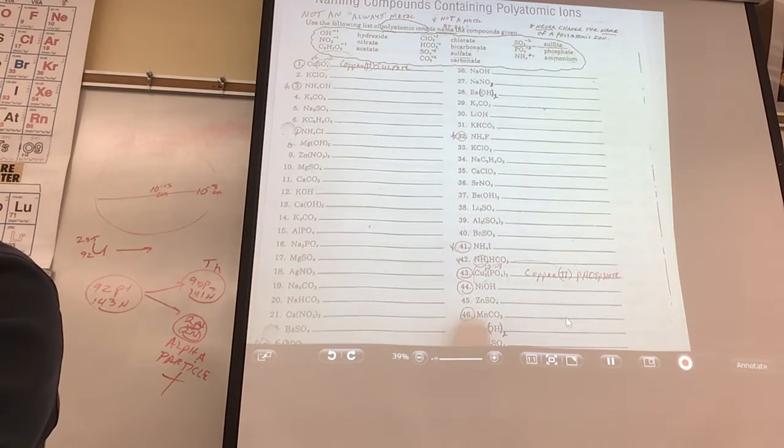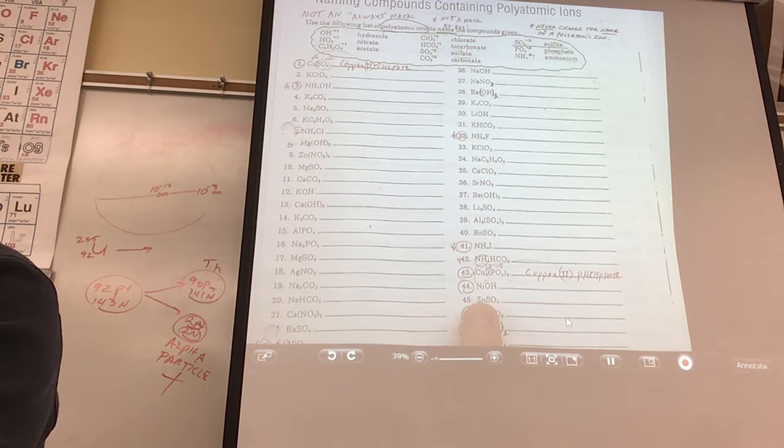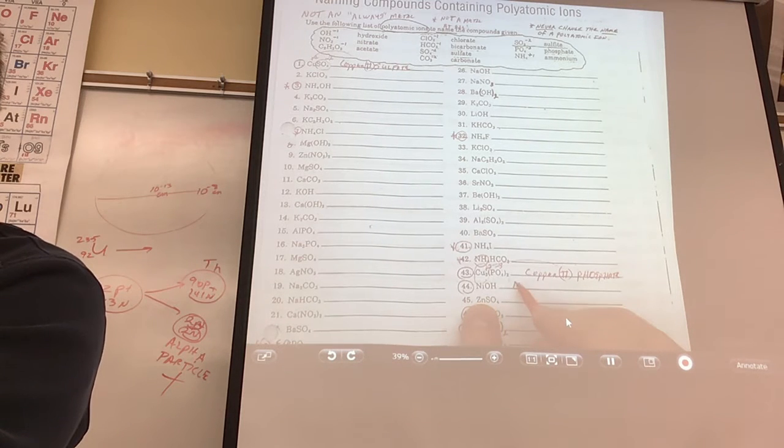Does this thing have more than 2 elements in it? Then it has to have a polyatomic ion, doesn't it? Can you find the polyatomic ion? Okay. We know it's nickel. Leave a space. Hydroxide.